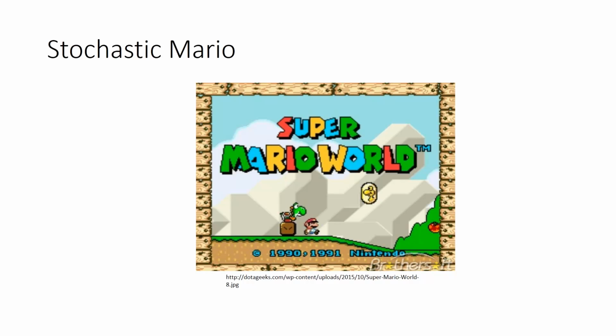By itself, Mario isn't much of a stochastic game, so I've made it a little more random by adding noise to it. Whenever Mario tries to move, there's a chance that he either won't move or will do a completely different move. The reason I've done this is, without noise, the A-star algorithm can play the game perfectly on its own.